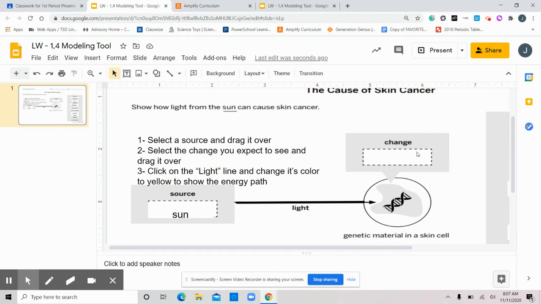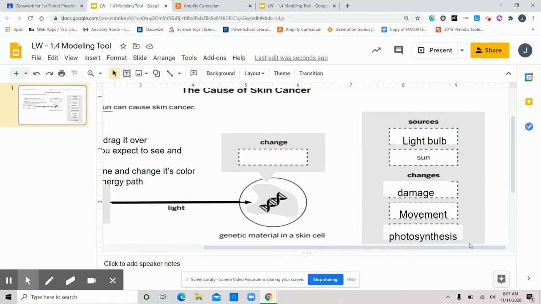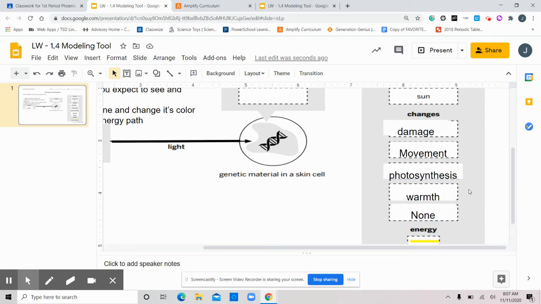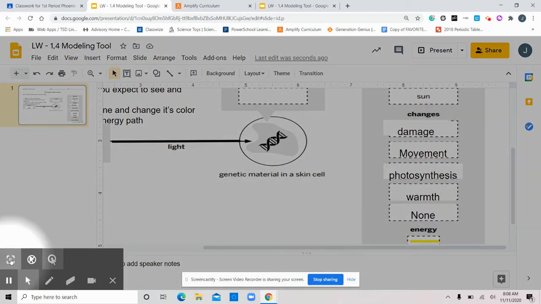So we've got a change box right here. And if we scroll over, we also see we've got several changes. So let's really look at these. If light from the sun is hitting that genetic material, we'll start at the bottom. If it's being absorbed, we should see a change. So we know that none is a non-example. Okay. Warmth. So when light from the sun hits genetic material in the skin, is that going to create warmth?